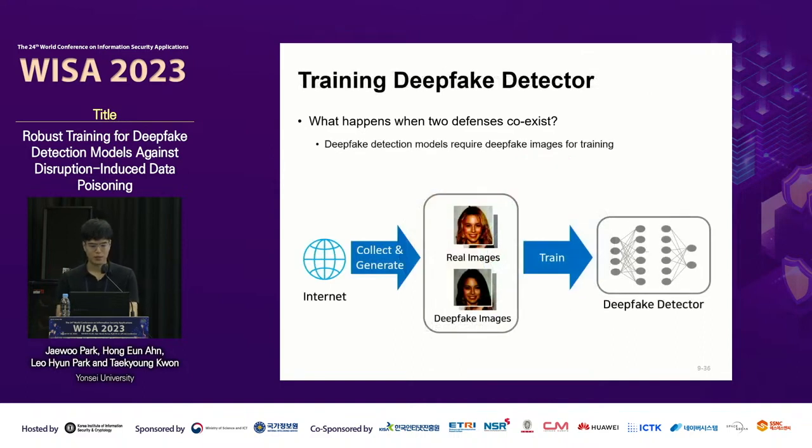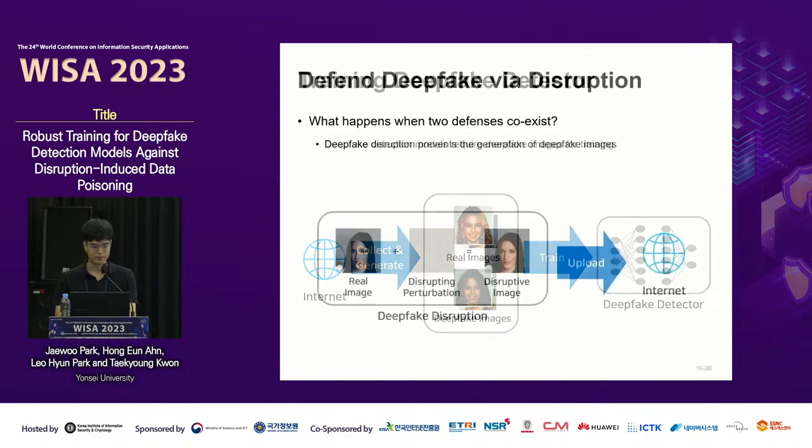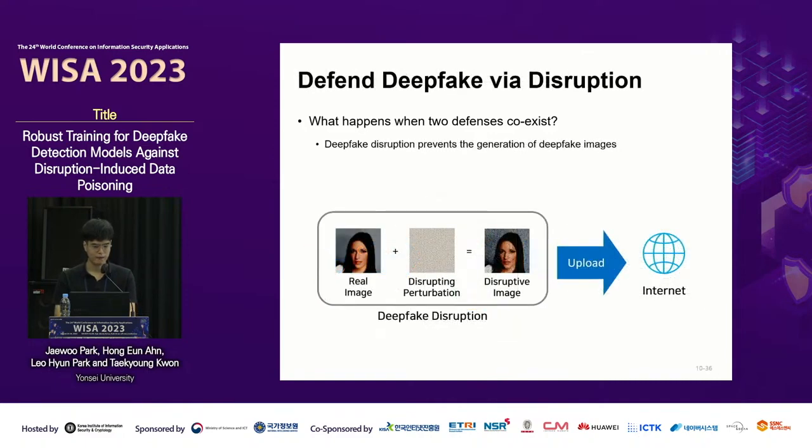The deepfake detection model is trained by the real images and the deepfake images. Training a deepfake detection model requires a large amount of data, so it is necessary to create a dataset by collecting data from the internet as well as using existing datasets. Meanwhile, deepfake disruption prevents proper deepfake creation by disrupting deepfake generation. Before uploading their images to the internet, people will add disruptive perturbation to their images to prevent them from being used in deepfakes.